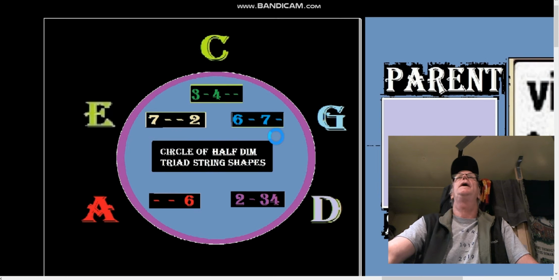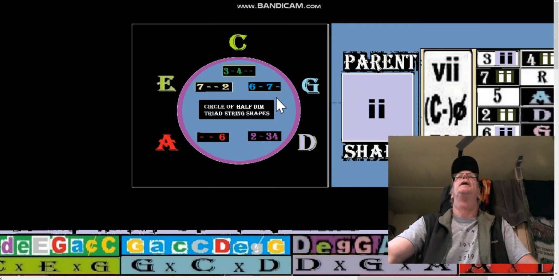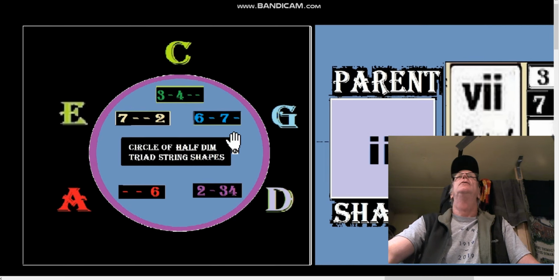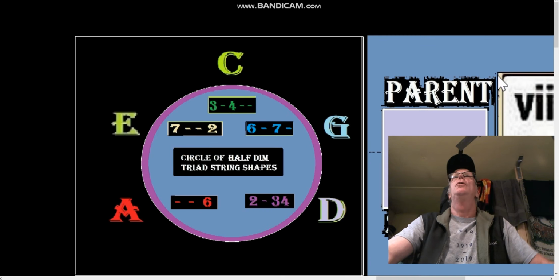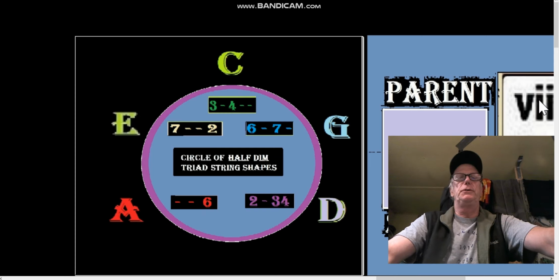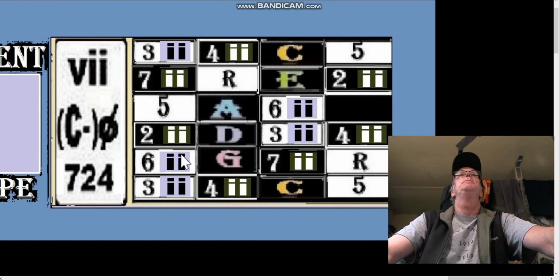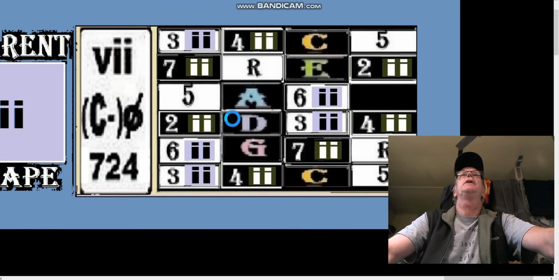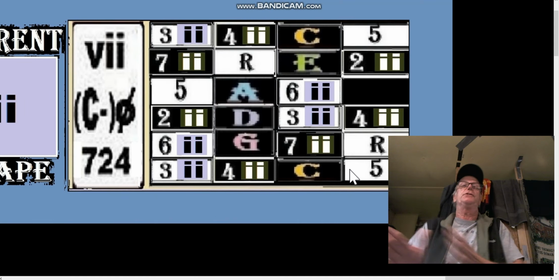We're going to zoom way in here, and we're going to look at the string shapes that were involved with this particular half diminished D shape. Now, why were we looking at the D shape? Because we started with the D shape. In this particular case, we're using the C shape, but it's just another inversion.